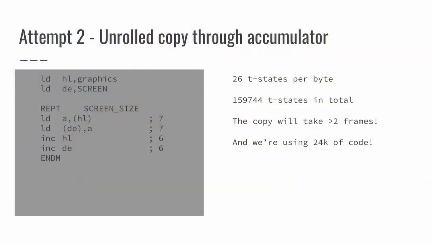So now we're going to start delving into some basic optimization. The first thing we can try is unrolling. Rather than having a loop counter, we will just repeat that small code that copies. We will repeat that thousands of times, and that reduces the overhead of the loop. Now we're down to 26 T-states per byte. So that's almost half. It's still going to take us 160,000 T-states in total, so that's still over 2 frames. And because we've unrolled all that code, we've now used 24K of code to copy a screen in 2 frames. So it's still no good. We have to optimize further.